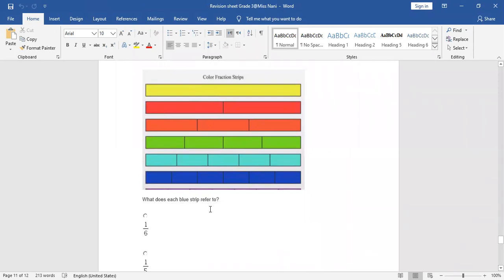What does each blue strip refer to? I mean the dark blue. Okay. So what does each blue strip refer to? Let's count. 1, 2, 3, 4, 5, 6. So each one is 1 out of 6. If I ask you about the yellow, it's 1 whole. If I ask you about the red, it's half. Third. The green, fourth. The light blue, fifth.